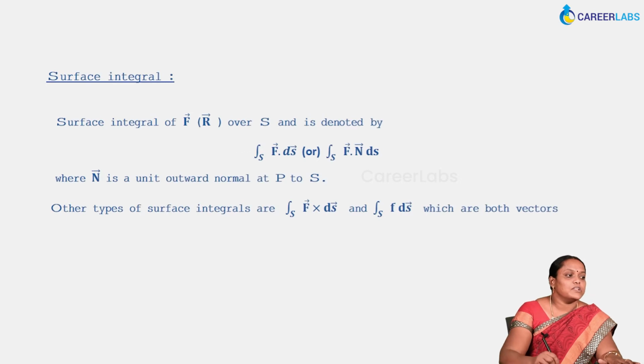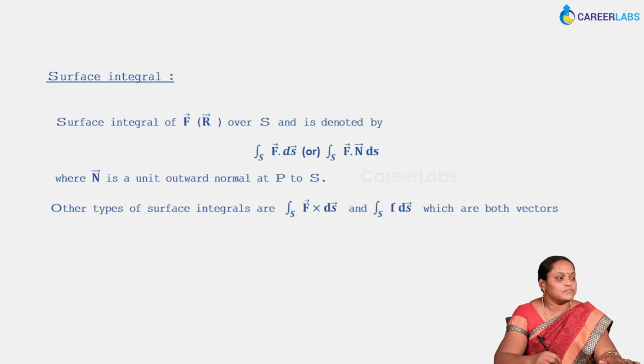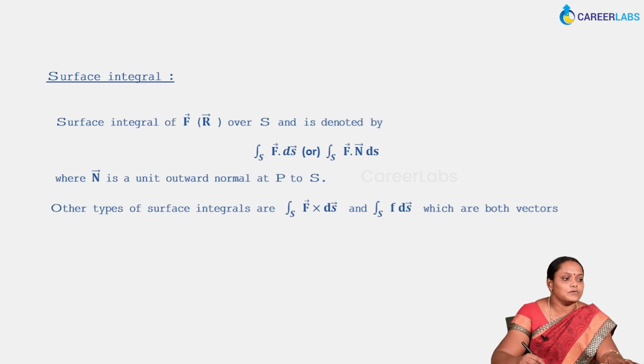Now we will move on to the next definition, surface integral. The surface integral is given by integral over S of F vector dot dS vector, or integral over S of F vector dot n vector into dS.